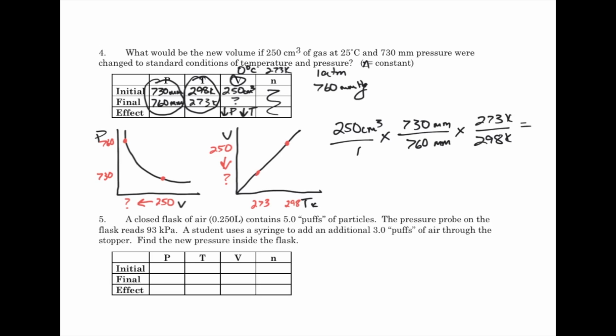Right? So our millimeters of mercury will cancel, our Kelvin will cancel, and we can multiply across, which would give us 220 centimeters cubed. So that would be the new volume if all of these changes occurred with an ideal gas. All right.